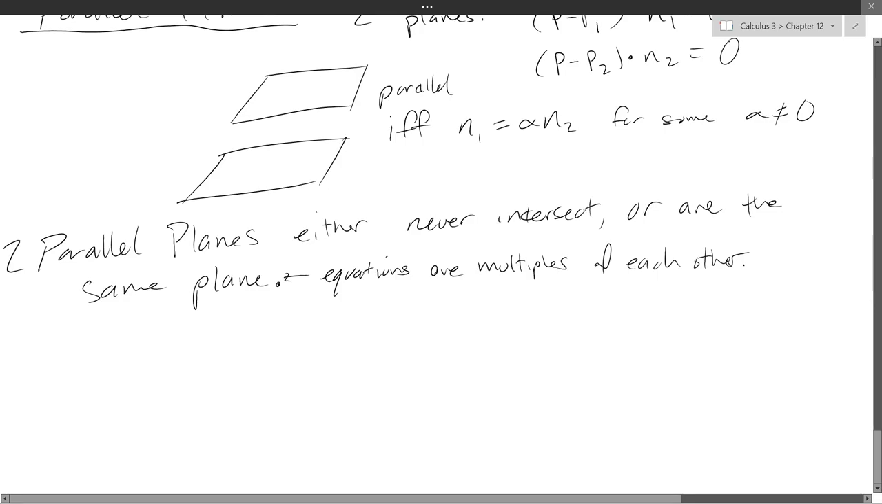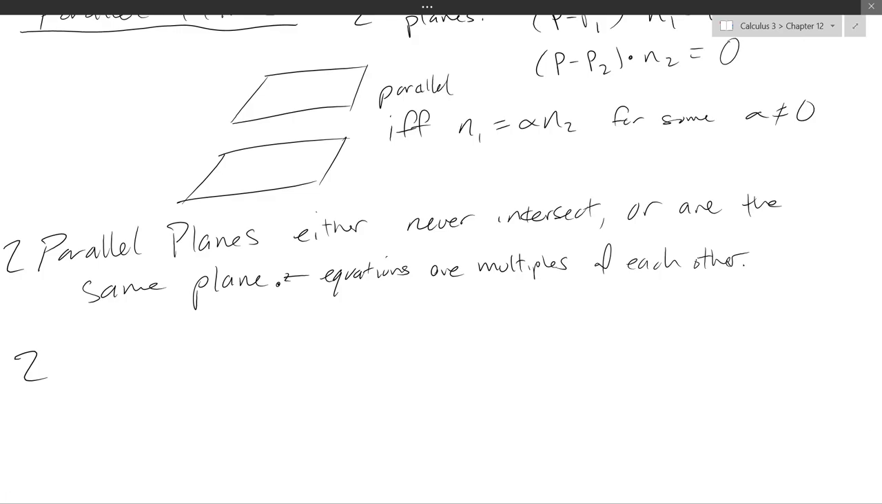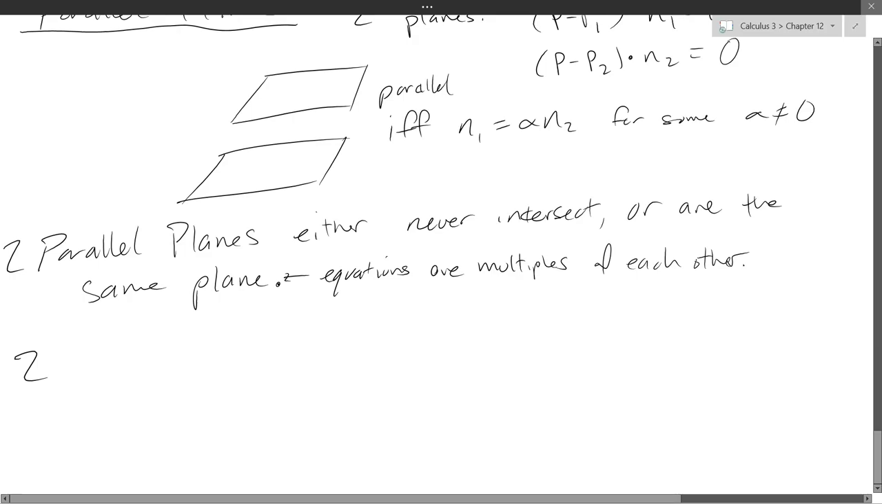So that's properties of parallel planes. Let's think about two not parallel planes. There's probably a smart word for that. I want to say askew, but I'm not sure. So two non-parallel planes. How do two non-parallel planes intersect?